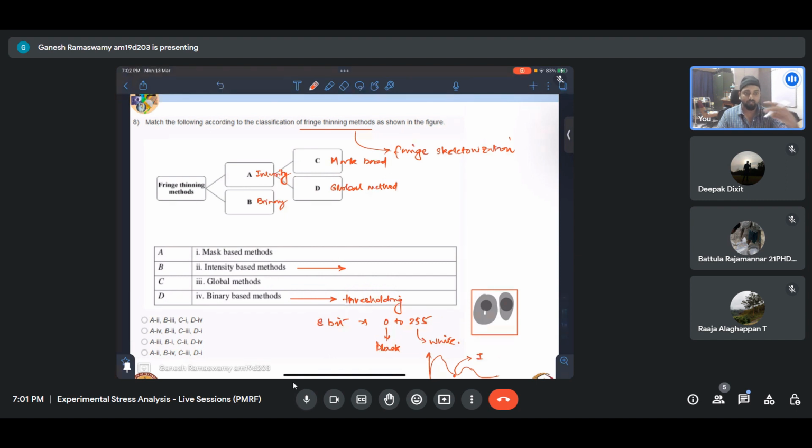So the natural extension was that whatever photoelasticians were doing manually, they graduated to do using computer algorithms, which is where fringe skeletonization and other things came about.